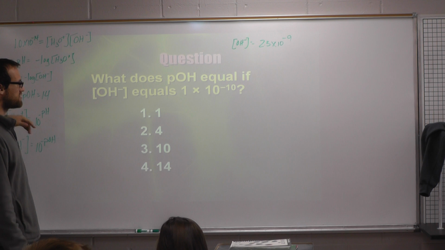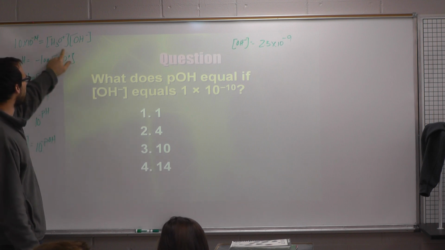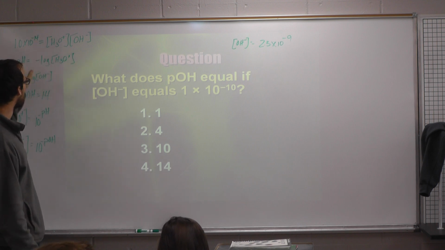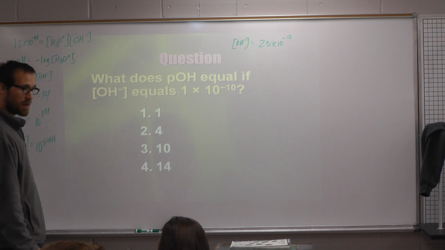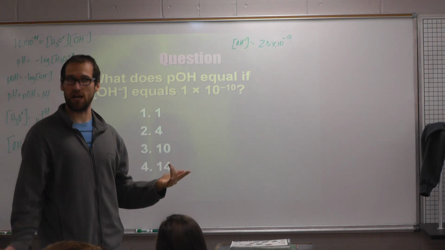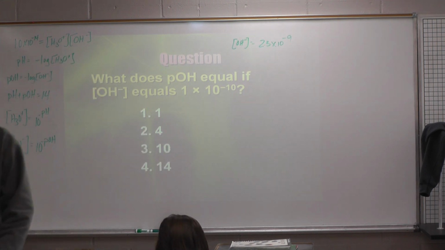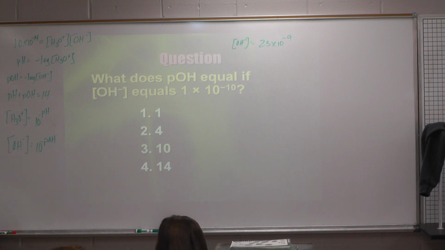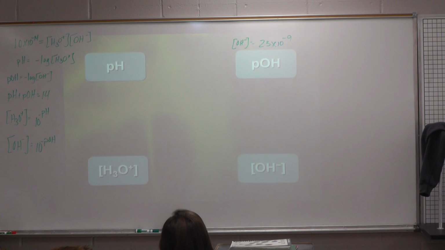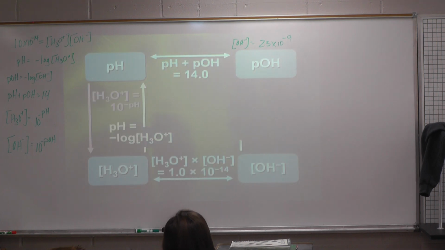Could I have done this a different way? Could I have taken this, found the H3O plus concentration, then negative log of that to find pH? That's possible too. You figure out what is the easiest way for you to come up with the pH when you are doing it. Alright, so here's kind of how they all relate.